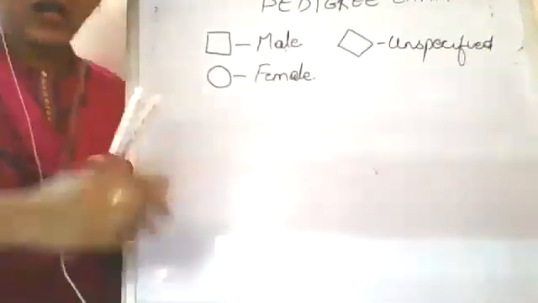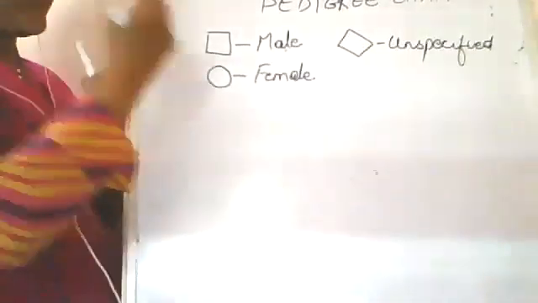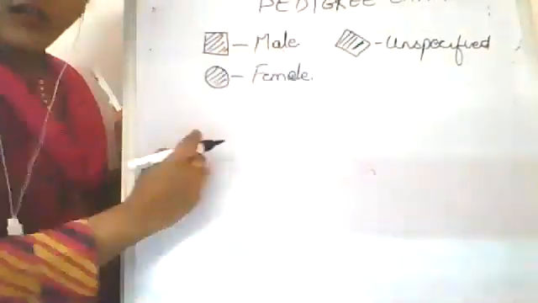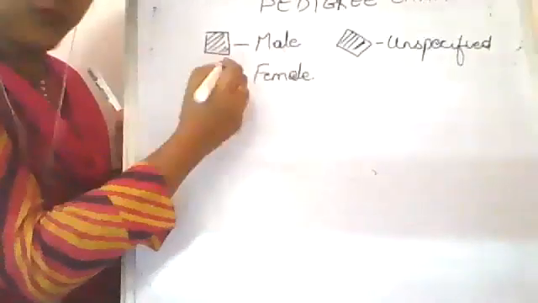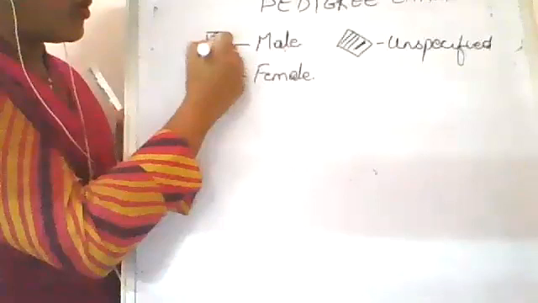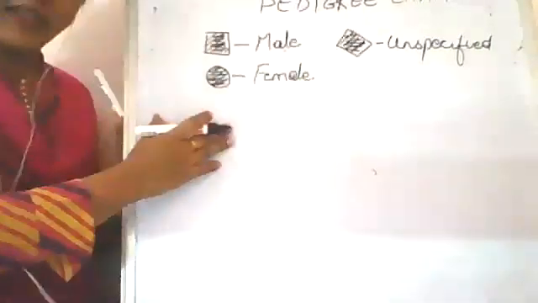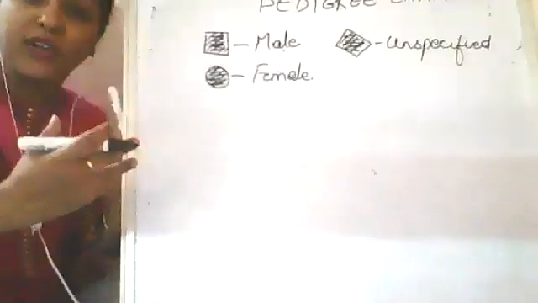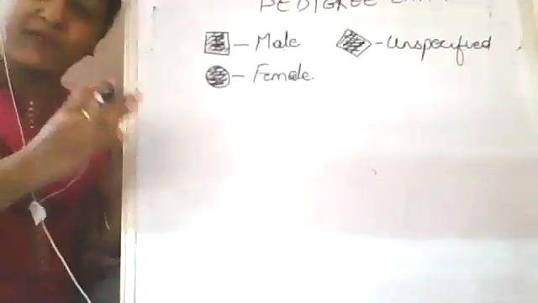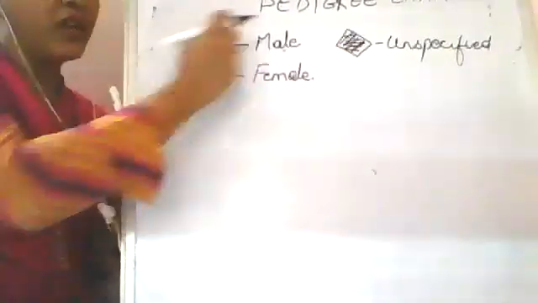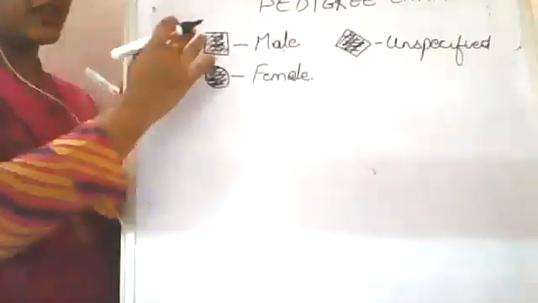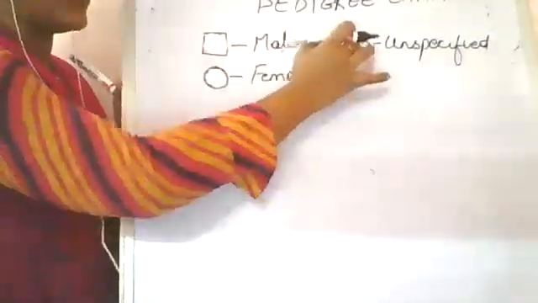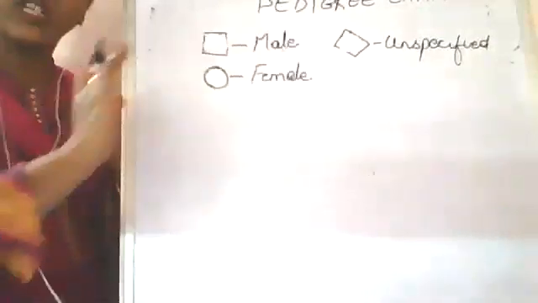Okay, then if all these symbols are either fully colored, or we have dashed them throughout, then this means that they are affected individuals. The disease which we are trying to find out the family history of, whether it is hemophilia, sickle cell anemia, Klinefelter syndrome, whatever, they were known to be suffering from that disease. If they were not suffering from the disease, and we are very sure of that, then these boxes will go empty.